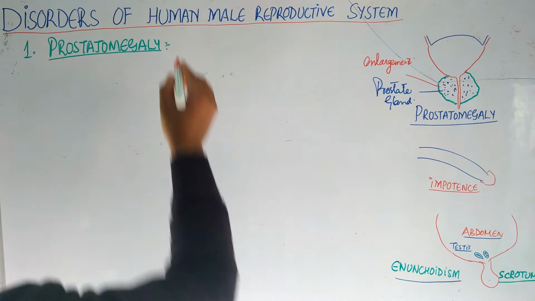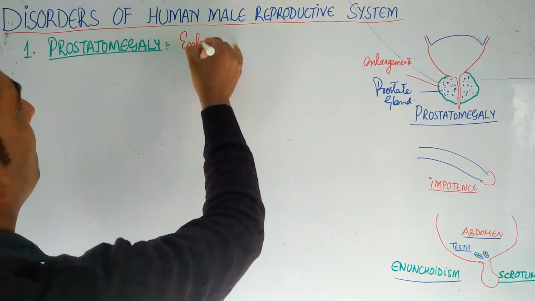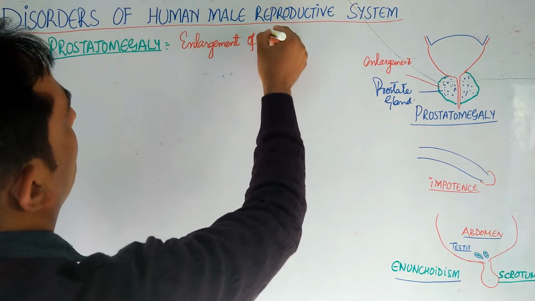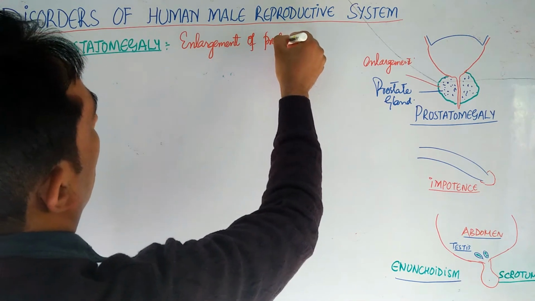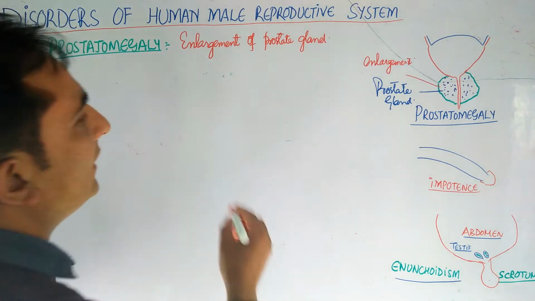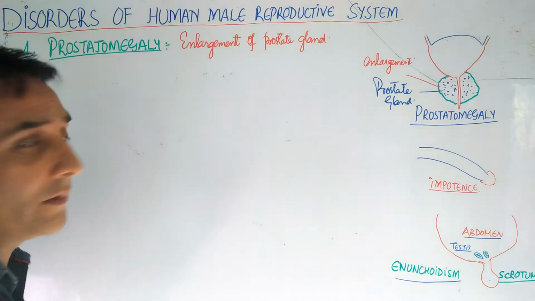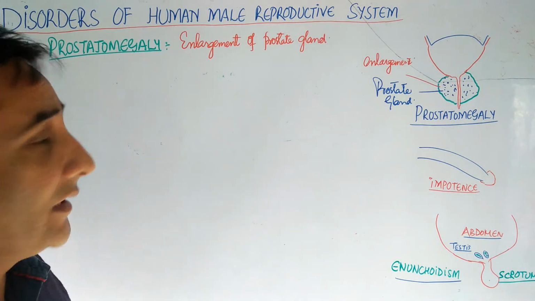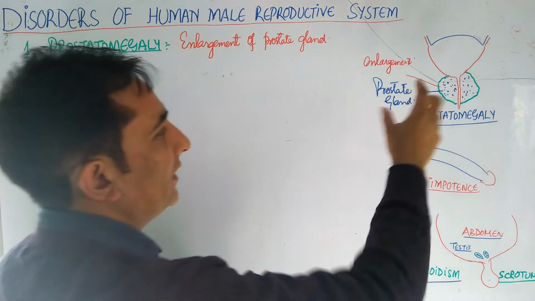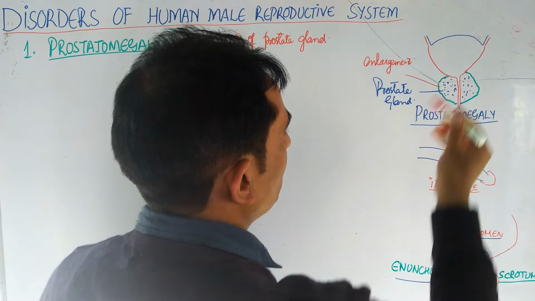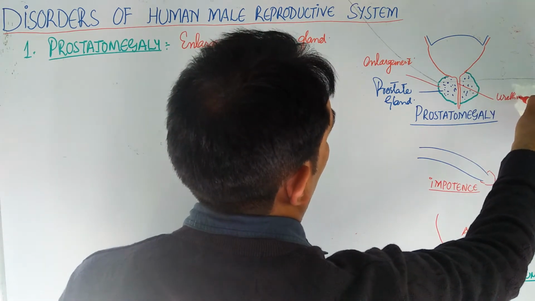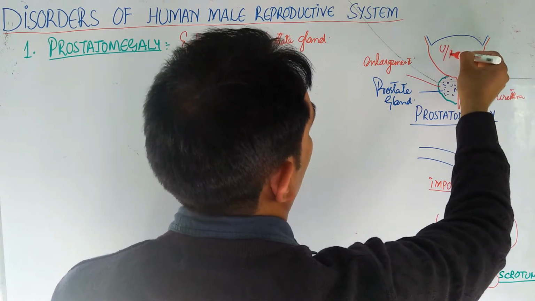It's the enlargement of the prostate gland. This disease is usually age related. People in their 60s and 70s more often develop this disease, in which, once the prostate gland enlarges, it blocks the urethra. This is the urethra, and this is the urinary bladder.